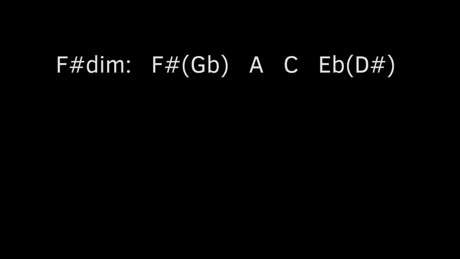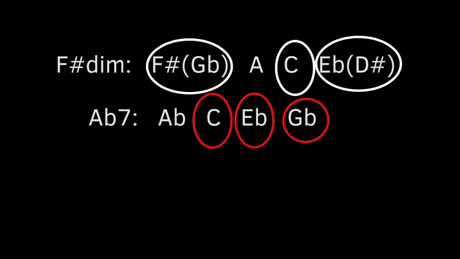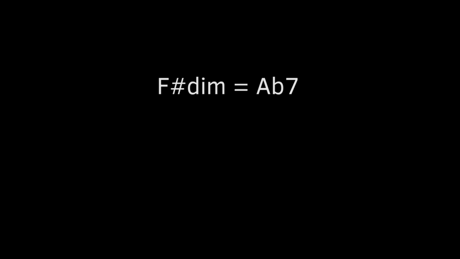Check this out. What seventh chord has a C, E flat, and an F sharp, or G flat? That's right, an A flat 7. What's an A against an A flat 7? That's right, a flat 9. With our previous logic, F sharp diminished equals A flat 7.